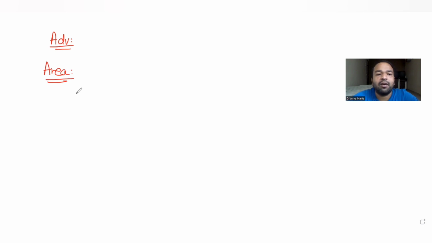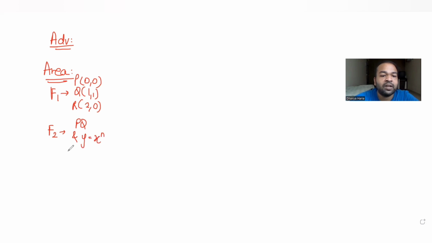We have been told here that a farmer F1 has a land in the shape of a triangle with vertices at 0, 0, 1, 1 and 2, 0. These are given to us as P, Q and R. Then farmer F2 takes away the land of farmer F1 which lies below PQ and the curve y equal to x raised to n, where n is greater than 1. Farmer F2 takes away 30% of the land of this entire triangle.